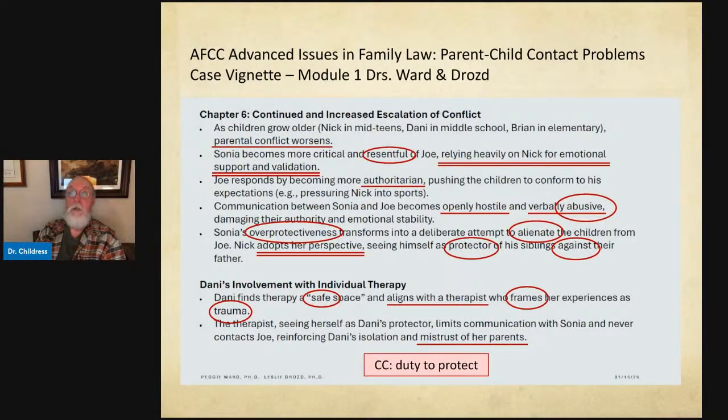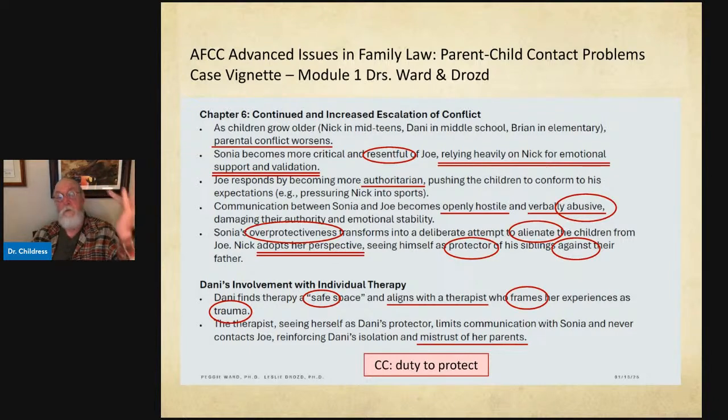So authoritarian, and then Sonia and Joe become openly hostile and verbally abusive. There's your word abuse. Verbally abusive. He's critical of her, he's calling her names. But we got that abusive word, and so we got duty to protect at this point, all the way around. Is dad abusing the mother some way, in which case we have to protect the mother? Or is the mother psychologically abusing the dad by creating a damaged attachment bond with his son, using Nick as the weapon of spousal abuse? Is the mother psychologically abusing Nick by creating a role reversal relationship and destroying his attachment bond to his dad? So we need a proper assessment on that clinical issue.